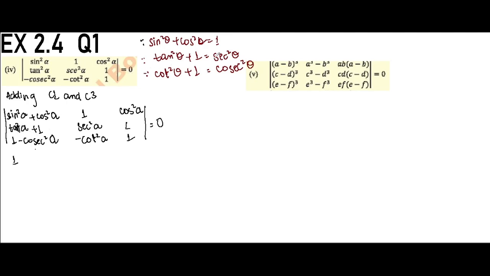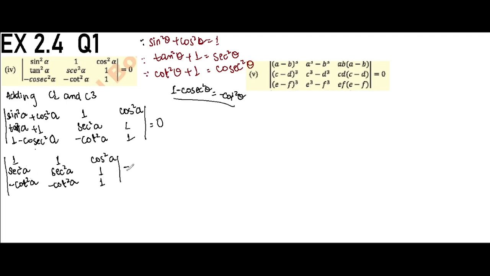Then tan square a plus 1 equals secant square a. We are going to write it as it is. Then we have 1 minus cosecant square a. Cosecant square theta minus 1 equals cot square theta, so this is the new formula we have derived from the previous one. So 1 minus cosecant square a equals minus cot square a. Then we have 1. The rest of the elements will be written as they are: cot square a, then cos square a, 1 and 1. It is equal to 0.